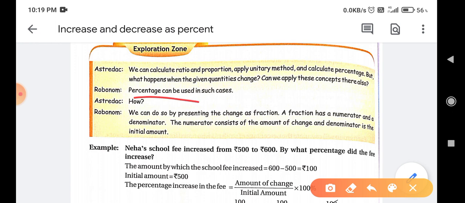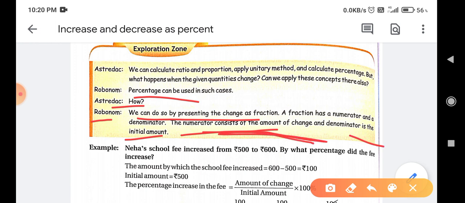Then Robonum says that percentage can be used in such cases. Then Astridek asks how we can use percentage. Robonum says that we can do so by presenting the change as a fraction. A fraction has a numerator and a denominator. The numerator consists of the amount of change and the denominator is the initial amount. In this way, we can change them into percentage.